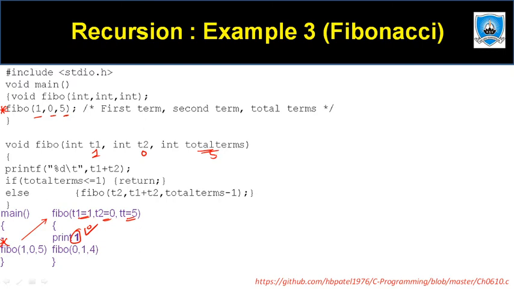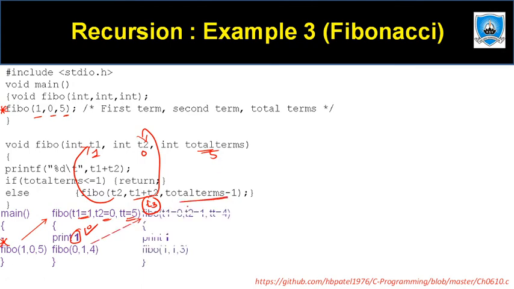And then what we are doing, is the total term less than or equal to 1? No, in this case it's 5. So what we are going to do, this T2 we are going to pass it into T1. So T2 is copied into T1, and T1 plus T2, that is in fact nothing but T3, is copied into T2. And now because one term has already been printed, we are going to minus it. So next time T1 equal to 0, T2 equal to 1, and total term equal to 4.